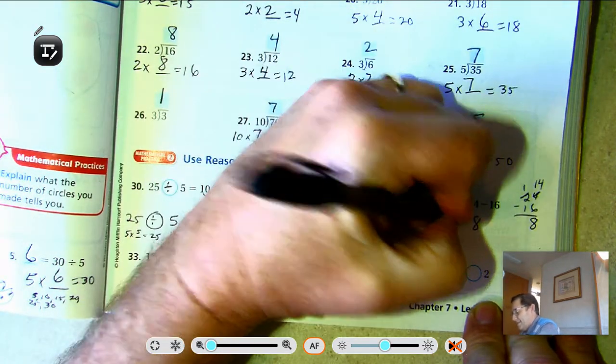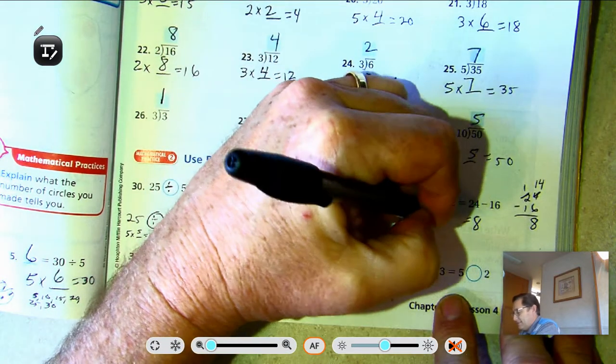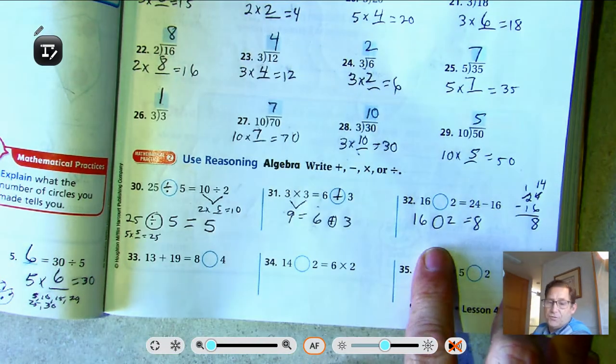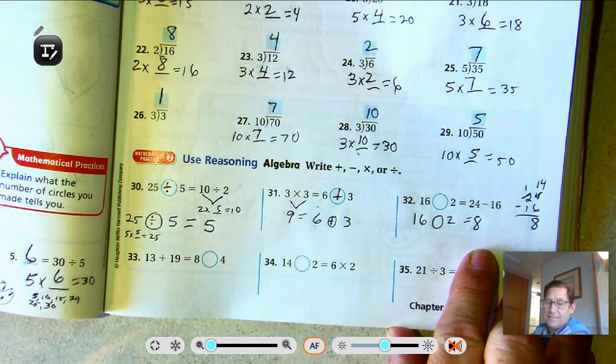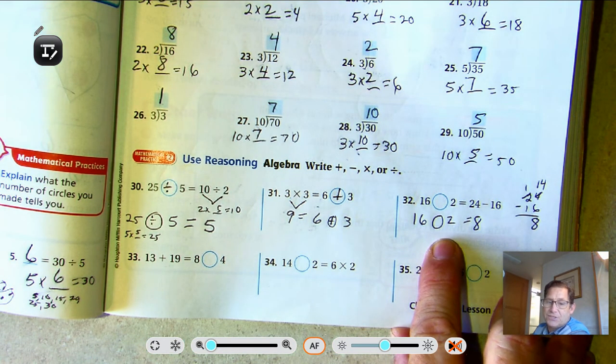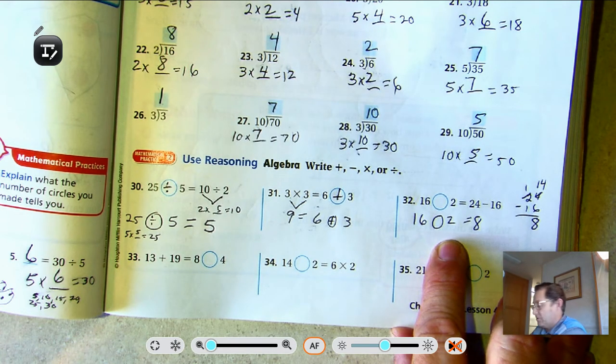All right, so 8. 16 plus 2 is 18. That doesn't equal 8. 16 minus 2 is 14. That doesn't equal 8. 2 sets of 16, there's no way that's going to be 8. So it's got to be division again.